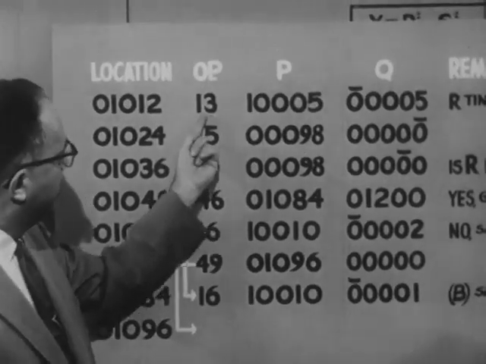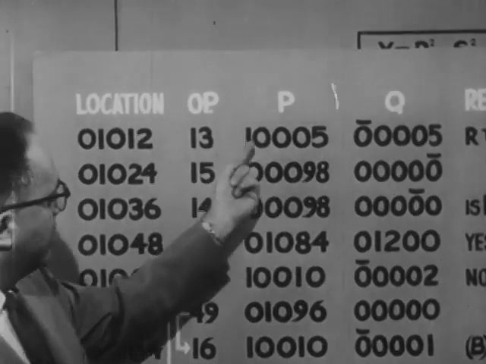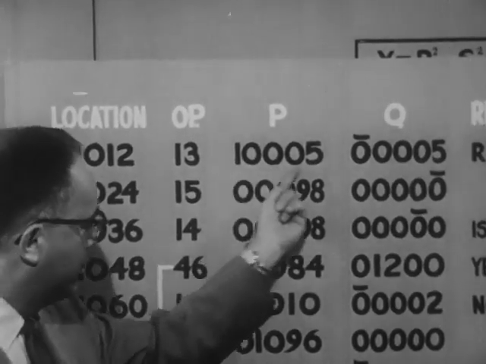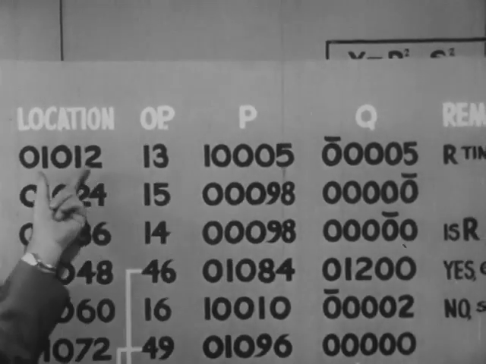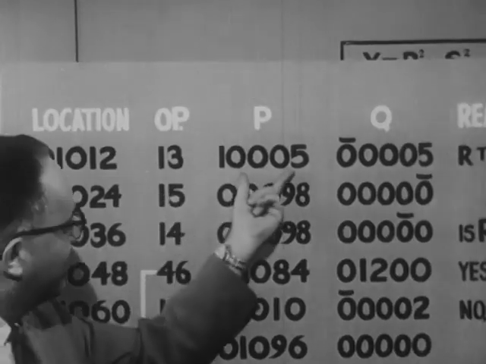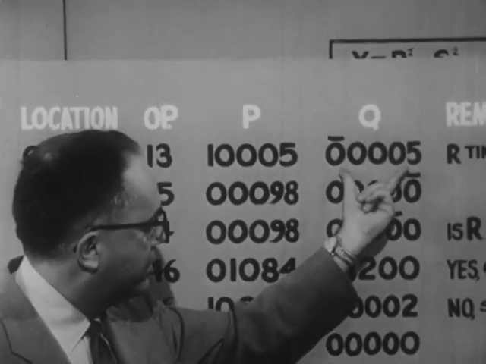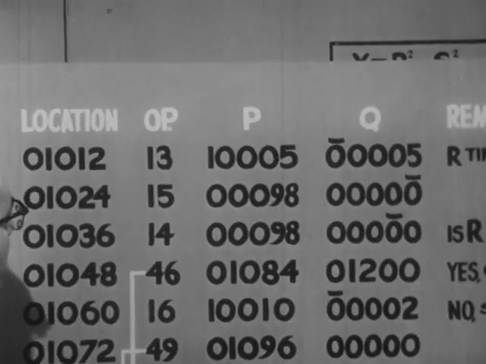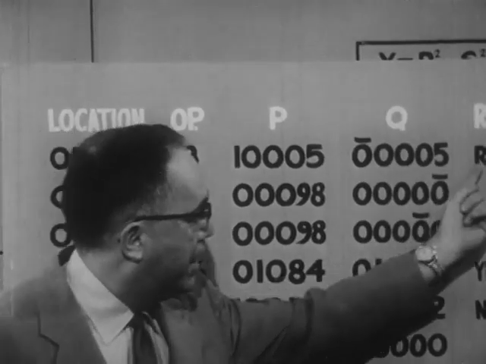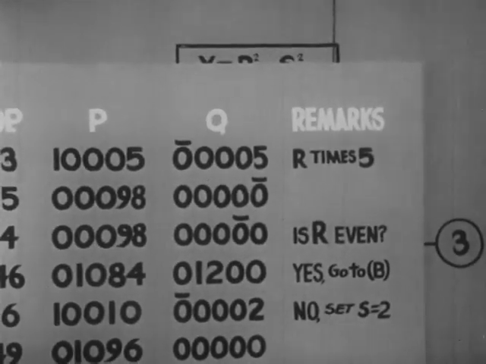So this says to the machine, multiply the number called R, which we have put somewhere else in storage, not in this area, of course, up here at 10,005, by the number which is right in front of us here, the number 5. Multiply R by 5, and in remarks, we say what we're doing.